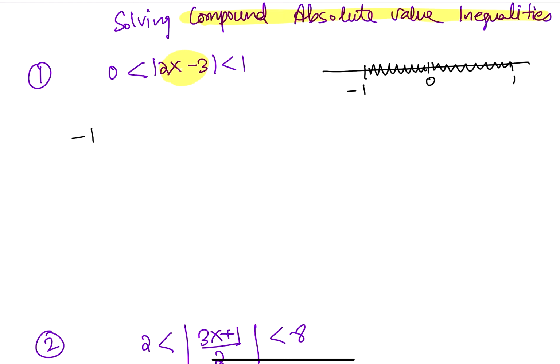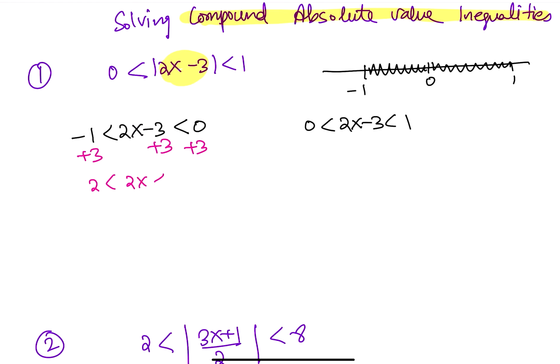So that number 2x minus 3 can be between -1 to 0, or the number 2x minus 3 can be between 0 to 1. And remember, there's no equal signs here on any of the inequality sides. So let's go ahead and solve these two, and wherever we have the overlap, that would be our solution. So solve them two separately. Add 3, divide everything by 2.